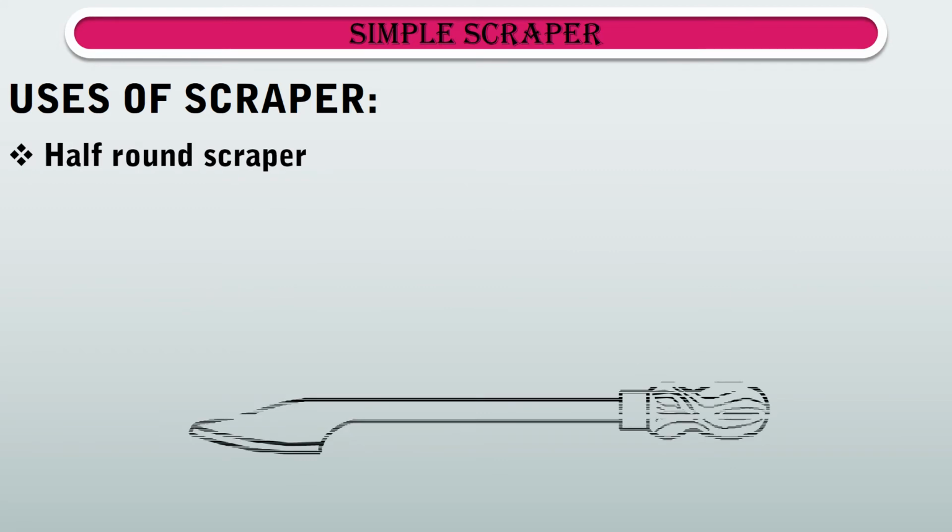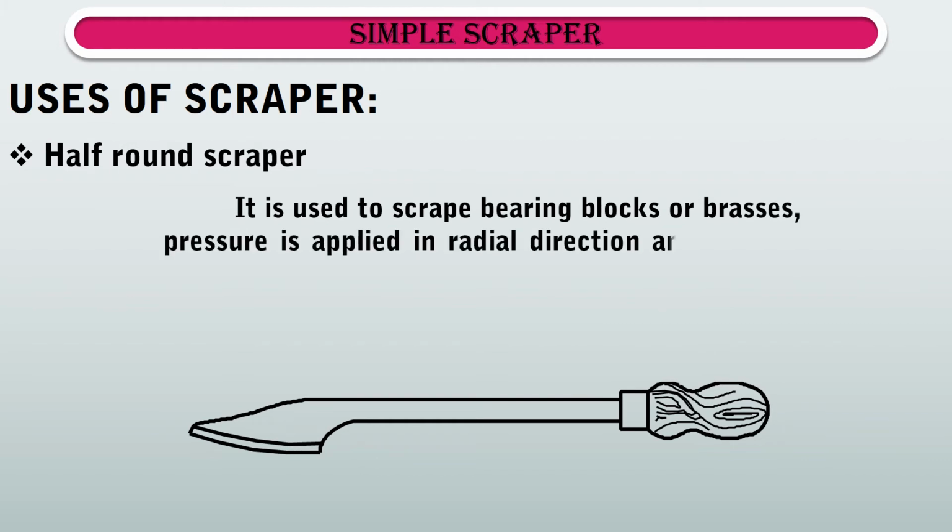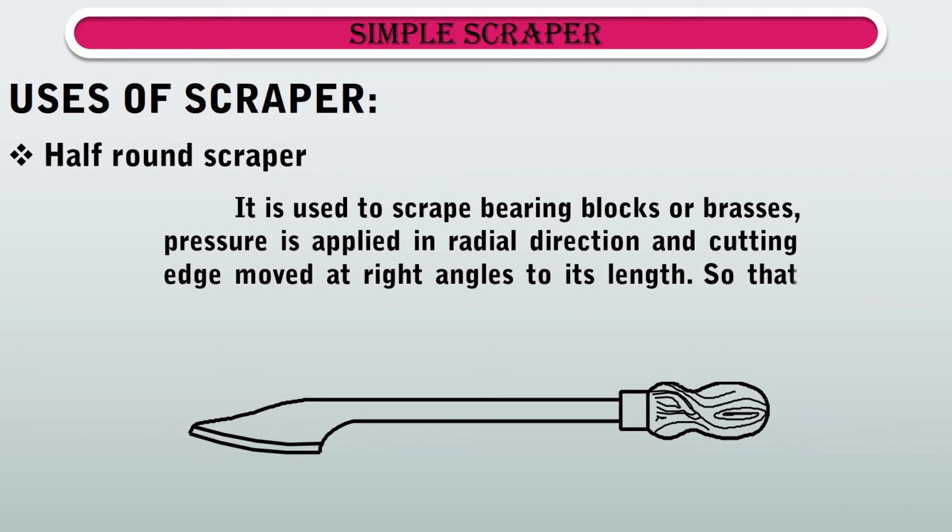Third, half-round scraper. It is used to scrape bearing blocks or brushes. Pressure is applied in radial direction, and cutting edge is moved at right angles to its length, so that scraping marks are circumferential.